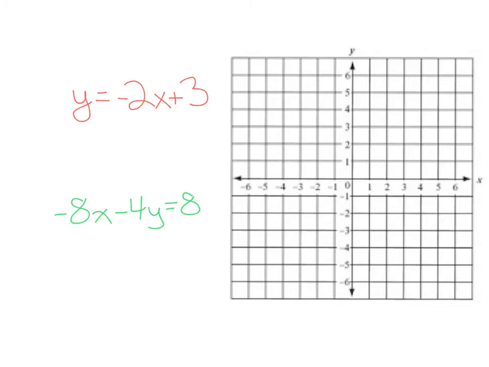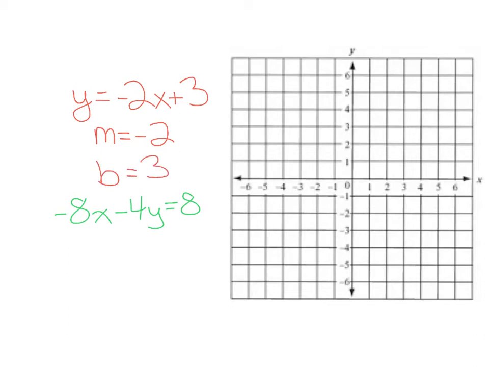I'd like to run you through another example. So again, this is a system of linear equations because we have two linear equations that we're going to be graphing at the same time and determining their solution, so where they meet or intersect. So again, my first equation is in slope-intercept form. I know my slope is negative 2 because that is the coefficient of the x. I know my b is 3 because that is the constant.